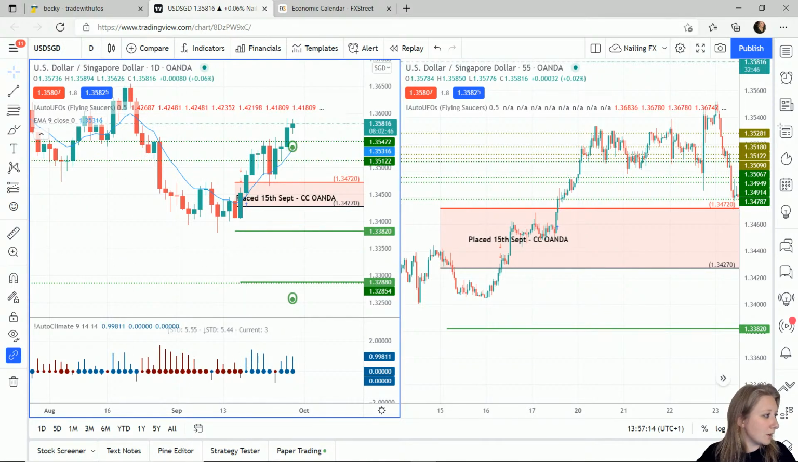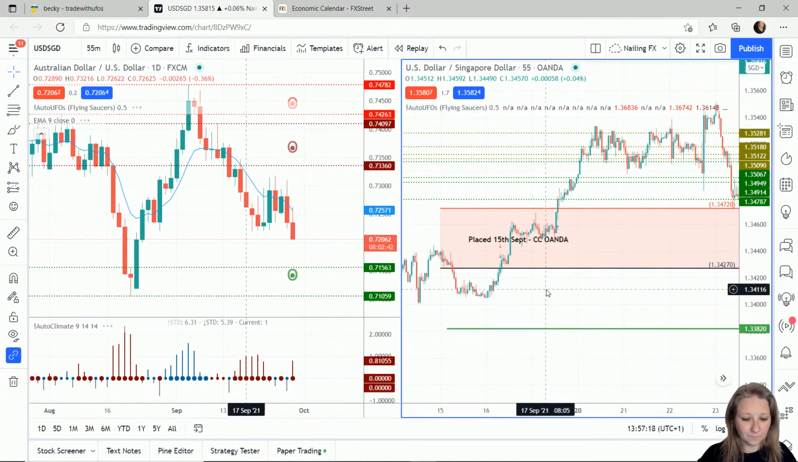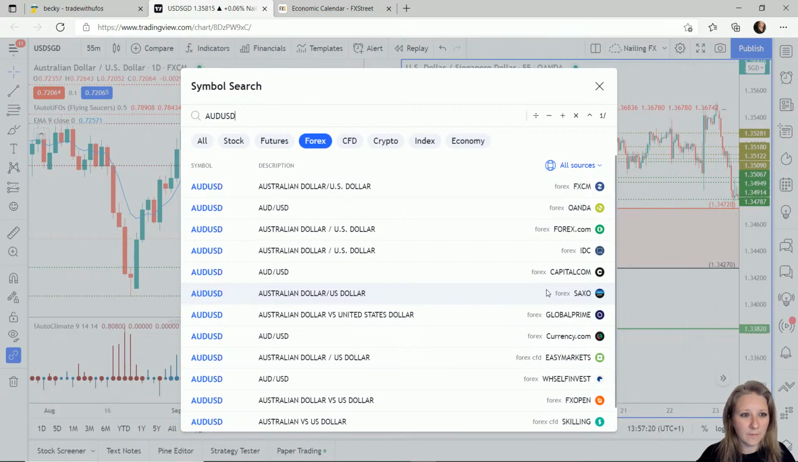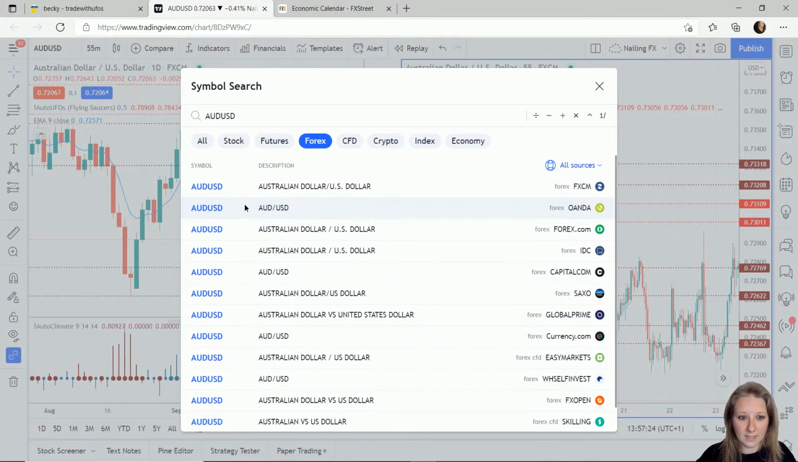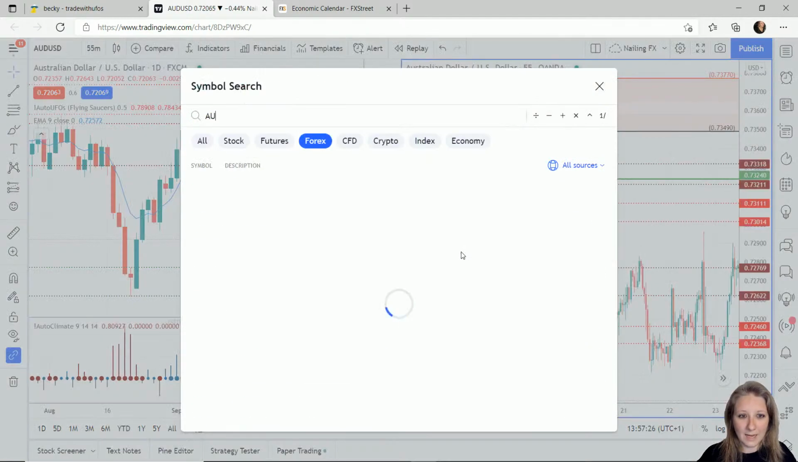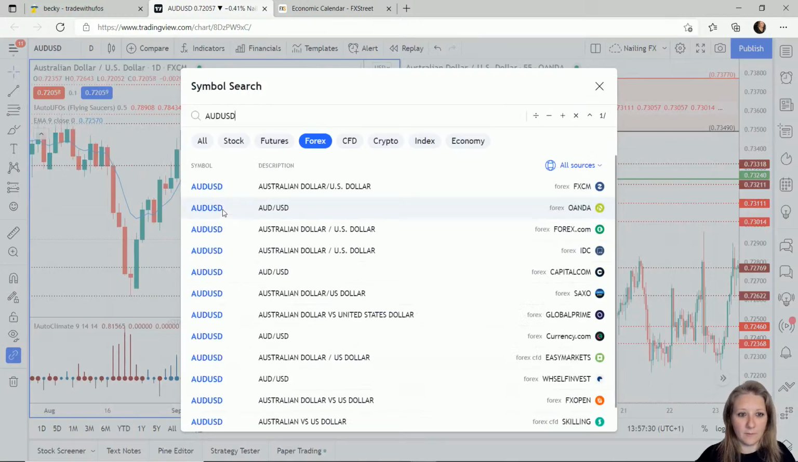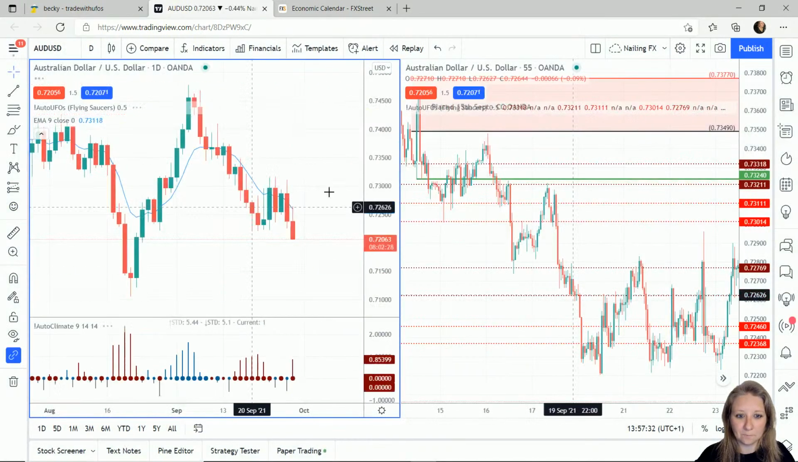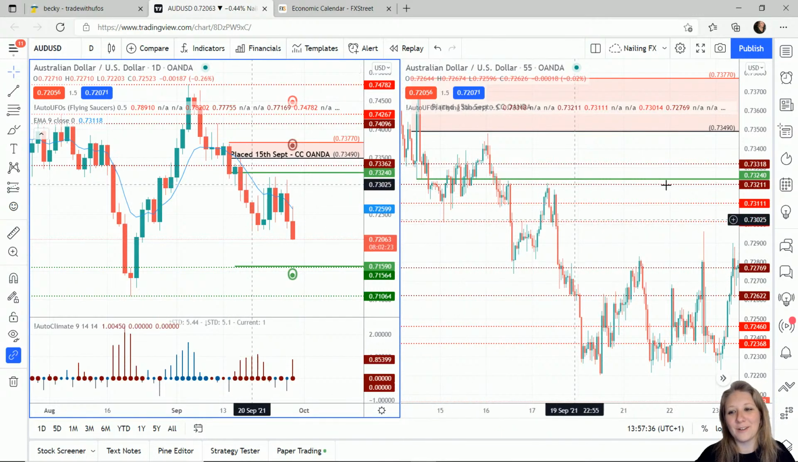So it was the dollar Singaporean, and we also looked at the Aussie US dollar. I think the same time frames, yep. So daily on the left hand side. We looked at it on Oanda data, there we go. So we had daily on the left hand side and 55-minute on the right hand side. So here we had, unfortunately, look how close this was.